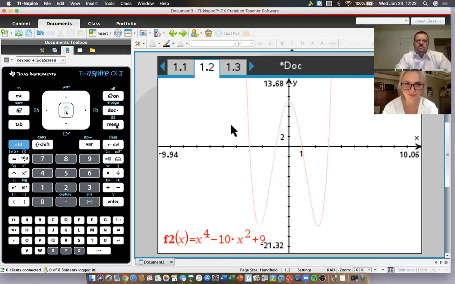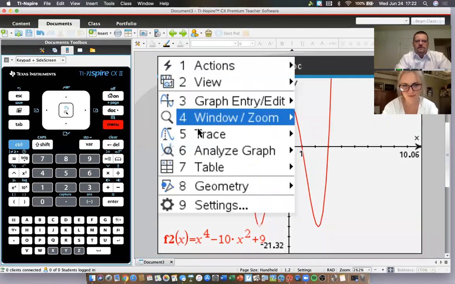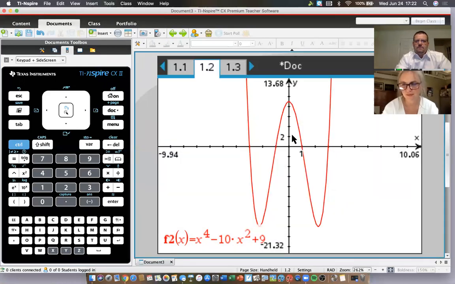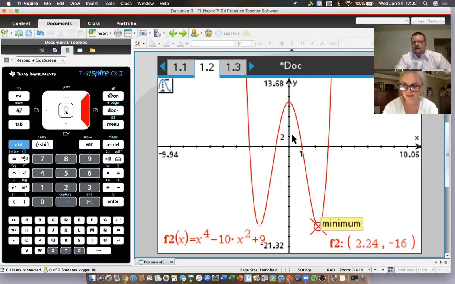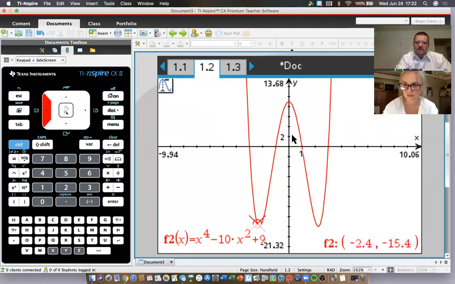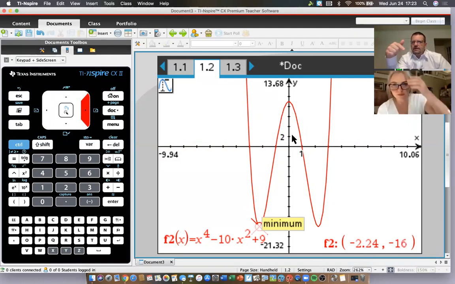So what I'm going to do is menu, trace, graph trace. There is a minimum feature, but I like this guy instead. It tells me that the minimum appears to be at -16. Okay. And the minimum value. Yeah. The x value of that is 2.24. And I'm willing to bet, because this graph has some nice symmetry to the zeros, it probably has some nice symmetry to the minimums as well. So it never goes below -16.